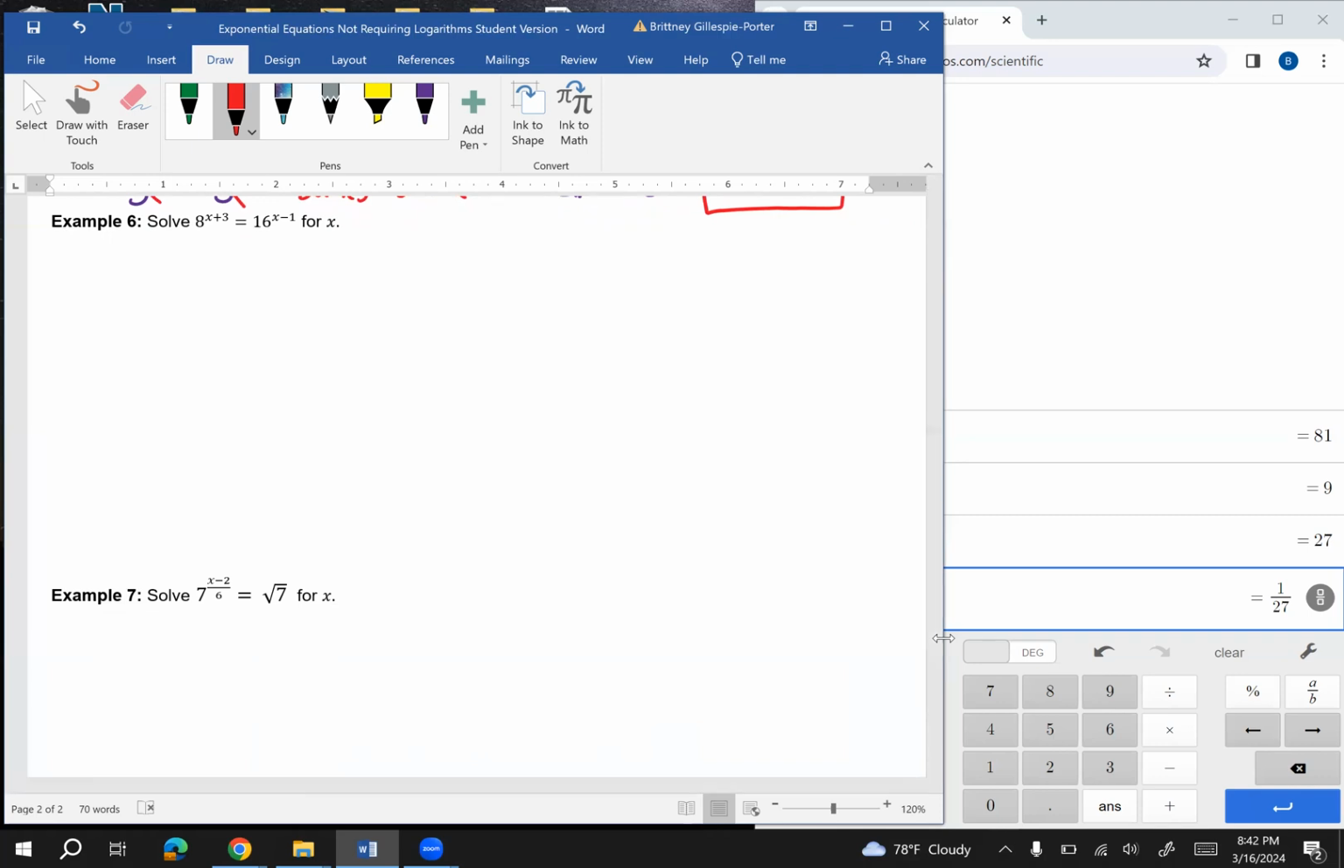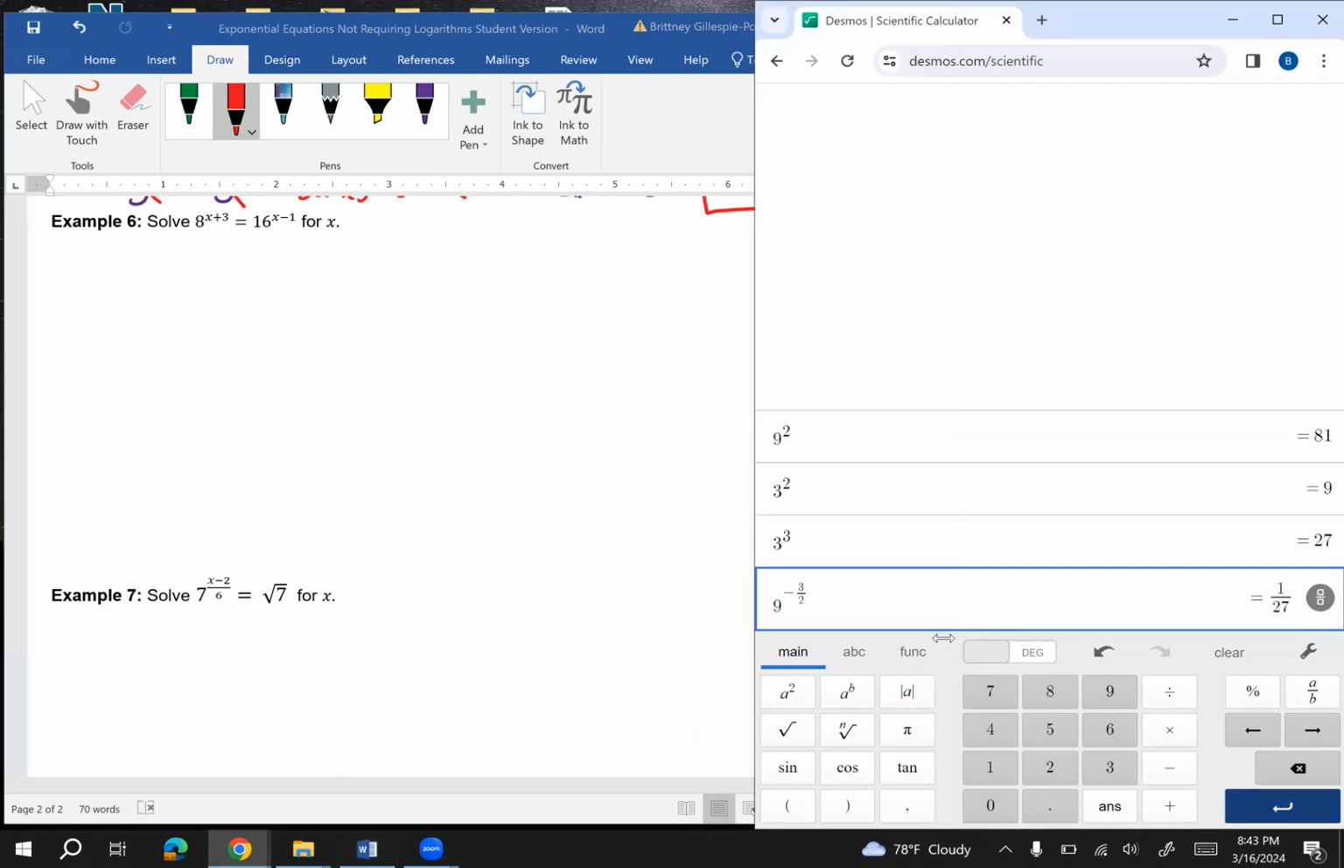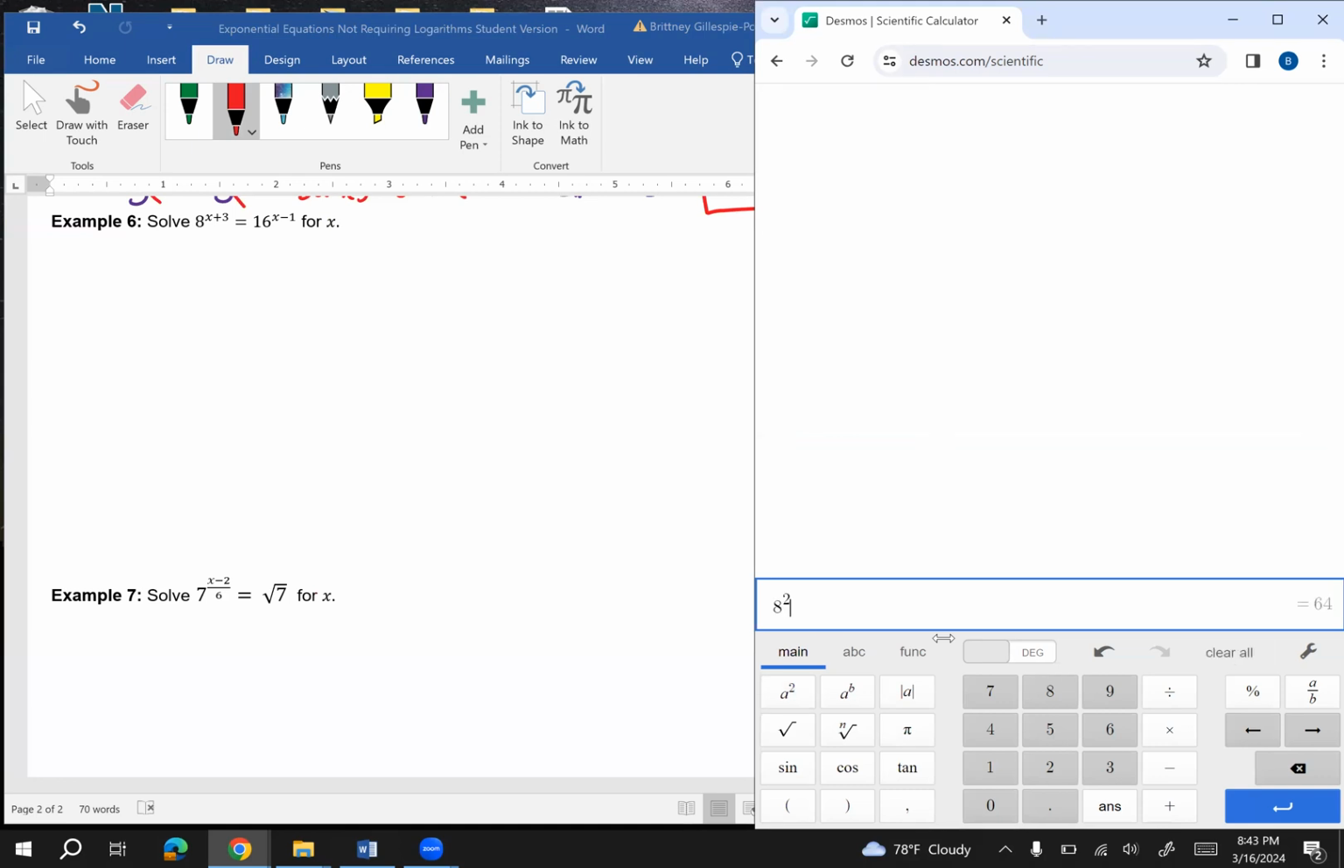Number 6. We have 8 and 16, so at least both numbers are big, no fractions, but they both have x's. You know what's going to change? Nothing. Nothing is going to change. It's all the same. So if we try to rewrite 16 as 8 to a power, I know that 8 times 2 is 16, but remember, we're not doing multiplication. We're doing powers. We're doing exponents. So if I do 8 squared, I get 64. That doesn't really work for us.